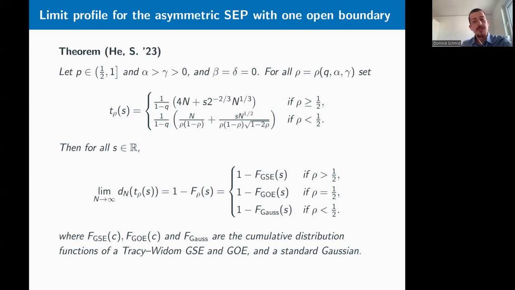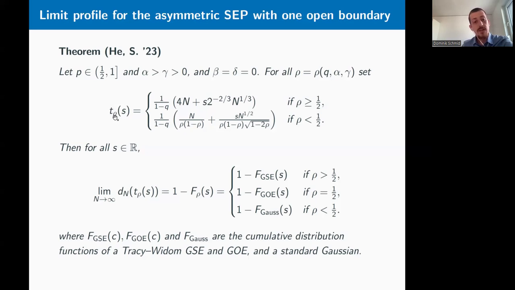considerations. But in fact, and this is what I'm going to present now, we have a very good understanding also of the limit profile. And this is based on joint work with Jimmy. In the setup, we have to assume that alpha is strictly greater than gamma. And again, we just have particles entering and exiting at the left-hand side of the segment and nothing entering and exiting at the right-hand side.